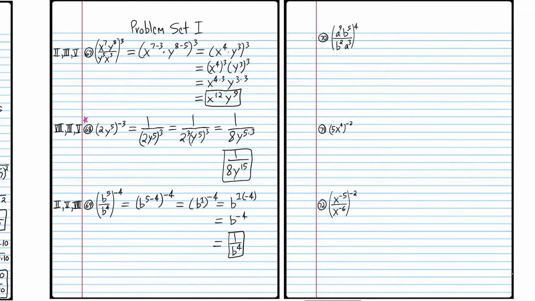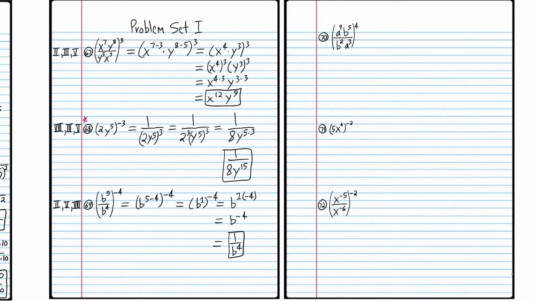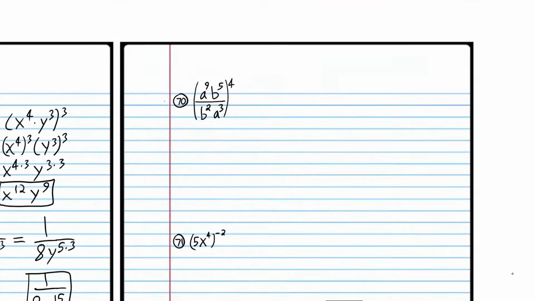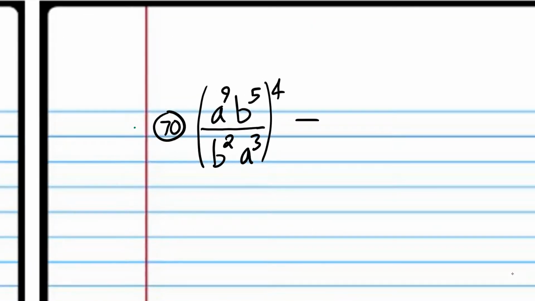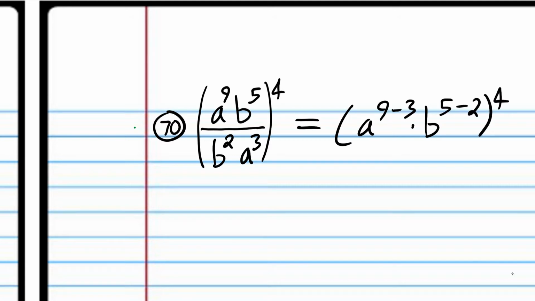You can use numbers 67 through 69 to help you, and when you come back, we'll do it together. All right, we're back. So we have a to the 9 minus 3 times b to the 5 minus 2, all raised to the 4th, and that is rule number 2, dividing powers.